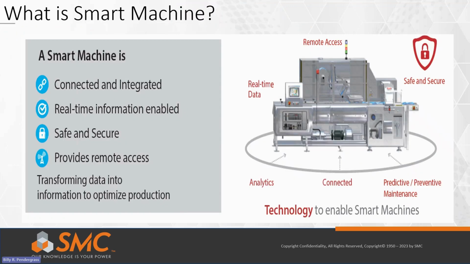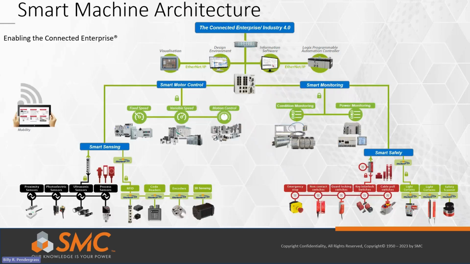So let's start with what is a smart machine. A smart machine is connected, gives us real-time information, provides remote access, and is safe and secure. Here's a look at a smart machine architecture. Manufacturers are making smart devices and components that can communicate to the local controller. That local controller can now talk from a machine level up to a plant level and beyond to a corporate level. Along with the smart devices, safety products are becoming more advanced and communicate up the chain as well.